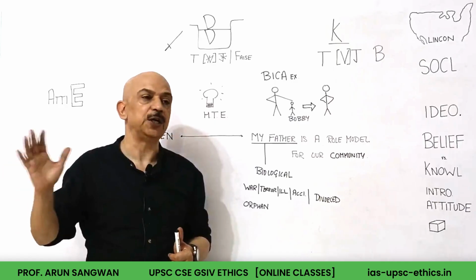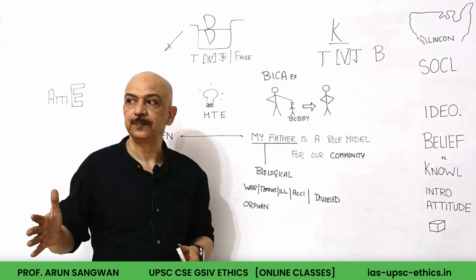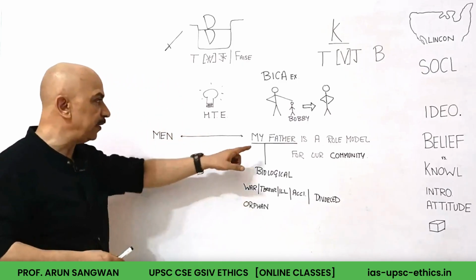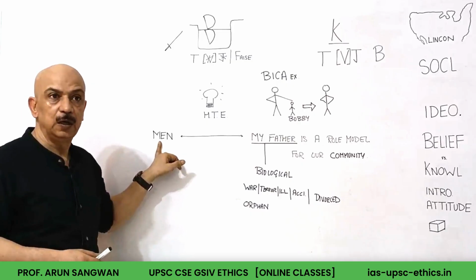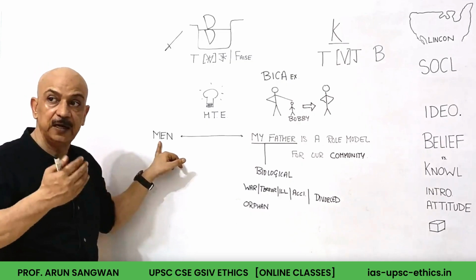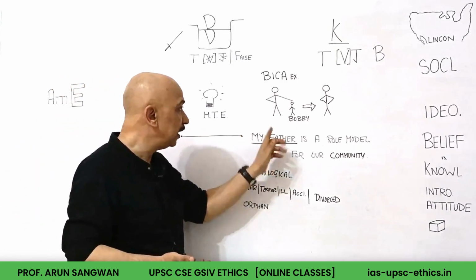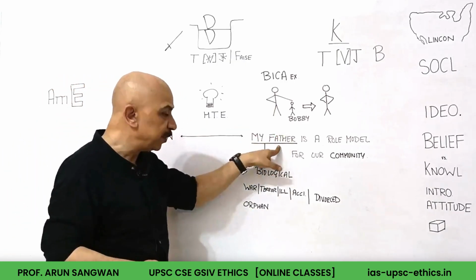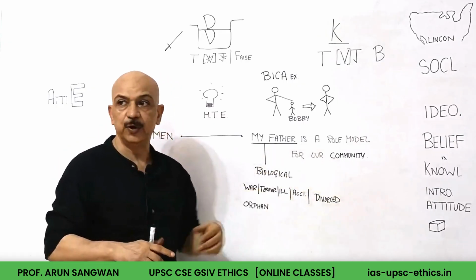Incontrovertible logic. That means a logic that doesn't fail. Okay? And therefore he arrived at this conclusion. So how many men have you deeply examined and evaluated, and out of them, then you came out and said, this individual who happens to be my father is a role model for our community.